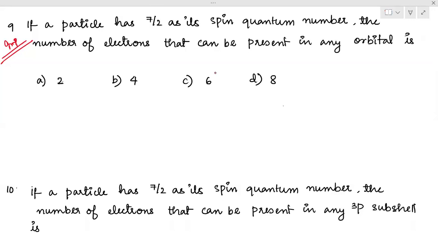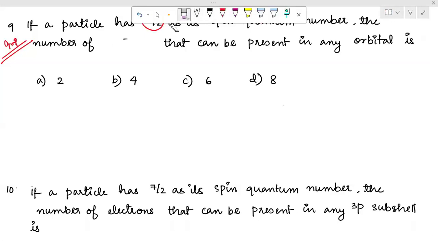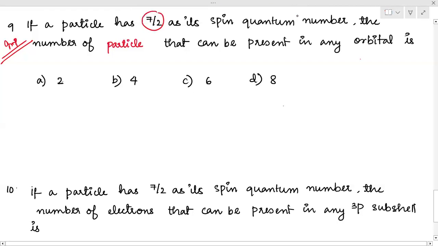Now the question is, if a particle has 7 by 2 as its spin quantum number, now this is again an arbitrary value, the number of electrons that can be present in any orbital is. So instead of electron, I would just rephrase this question as the number of that particle that can be present in any orbital is. Because electrons have got a spin of 1 by 2, I'm not using electrons, I'll reframe it as particles.